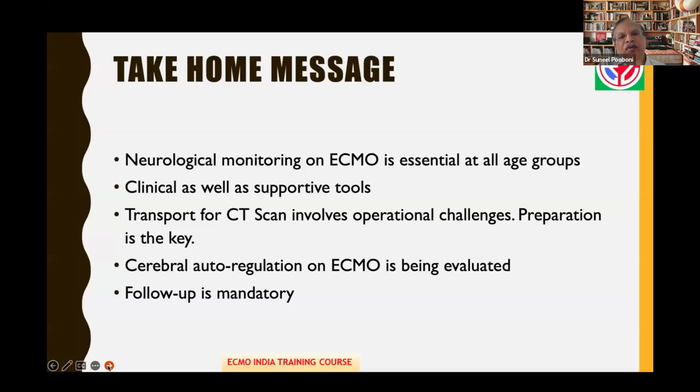Transport for CT scan involves operational challenges. Preparation is the key, and every center should do this at some stage or other. It becomes necessary for taking your patient on ECMO to a CT scanner. Cerebral autoregulation is a new evolving entity, and we are yet to learn about this, and follow-up is mandatory.